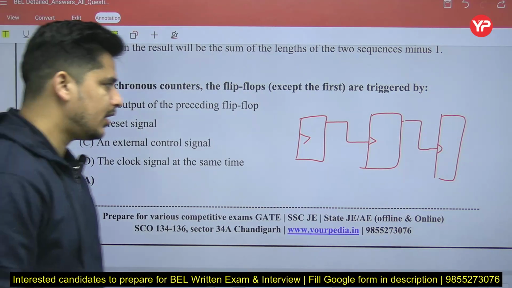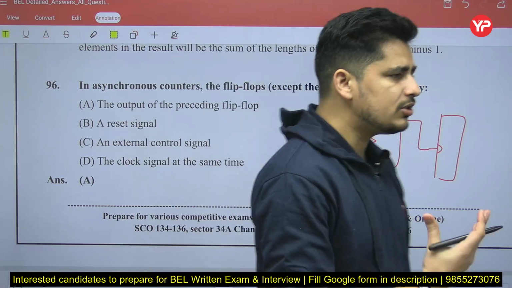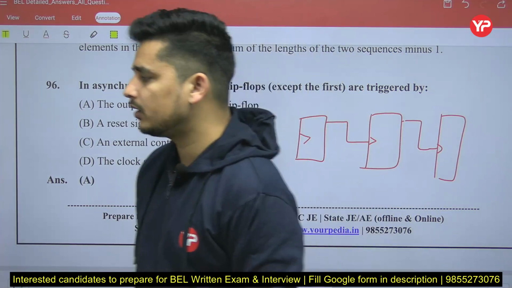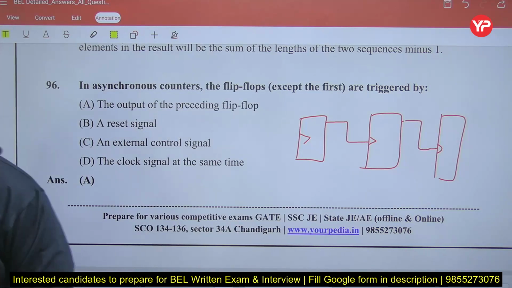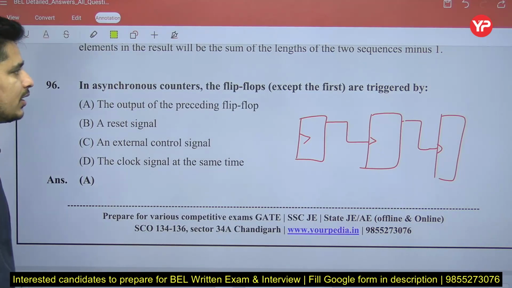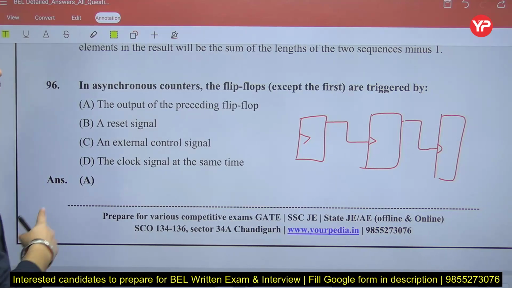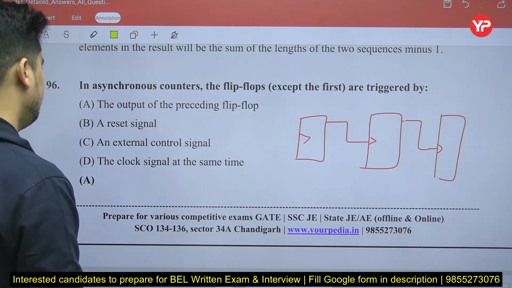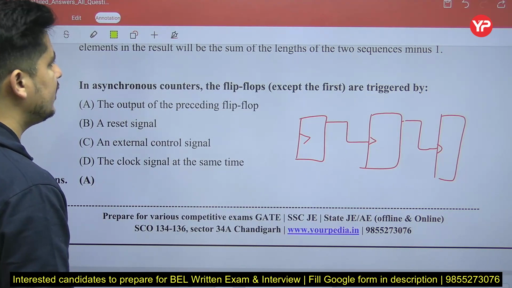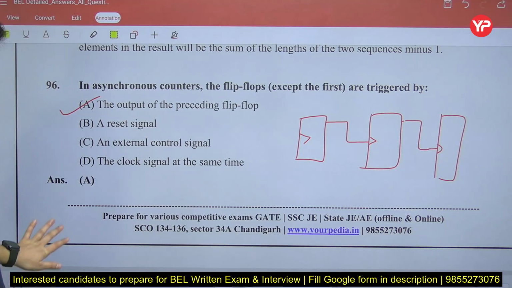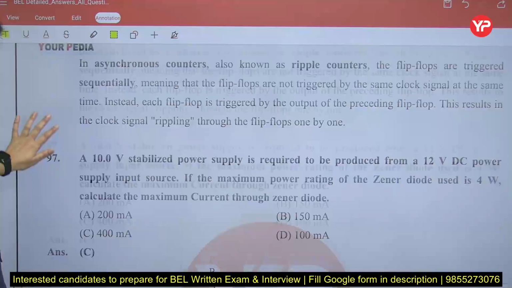In synchronous counters, what happens? Each flip-flop will be triggered with the same clock, but in case of an asynchronous counter, each flip-flop will be triggered by the output of the previous flip-flop. So the output of the preceding flip-flop. What will be the answer? The output of the preceding flip-flops.